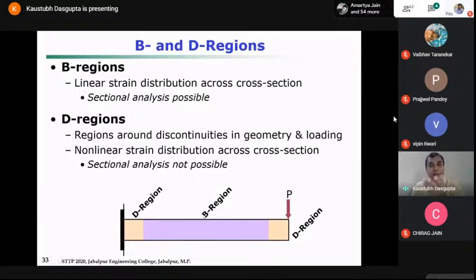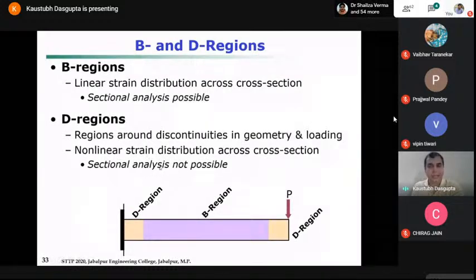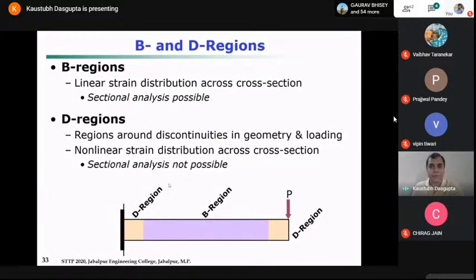Although we use sigma equals My by I to evaluate the maximum bending stress, and that is right at the support, right adjacent to the support, truly speaking that equation is not applicable there. So these are the characteristics. In B regions, you have linear strain distribution, with plane sections remaining plane before and after bending. All those are valid. Whereas in disturbed regions, you may not have linear distribution and you cannot do sectional analysis. So how do you analyze the D region? The best way is to carry out finite element modeling and look at the microscopic behavior.